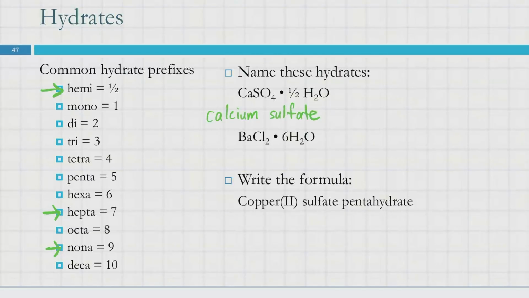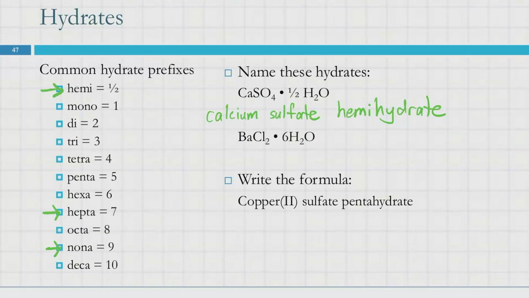And now the hydrate part. We've got a number in front of our H2O. That number is 1/2. Our prefix for 1/2 is Hemi. So calcium sulfate hemihydrate would be our full name for that.